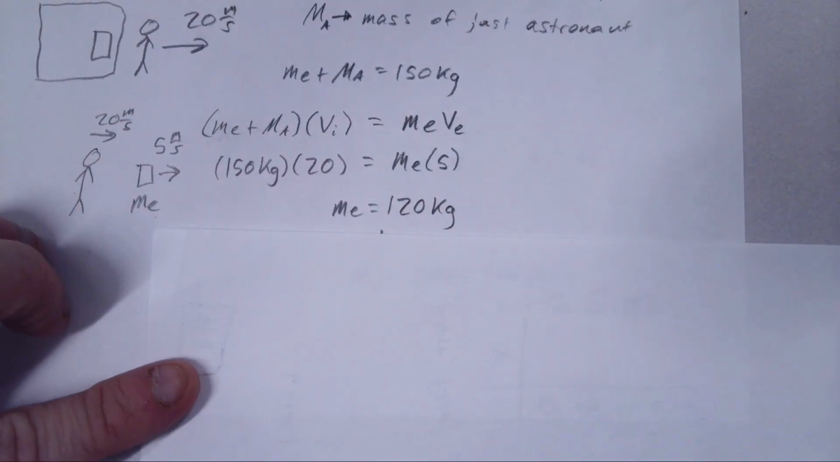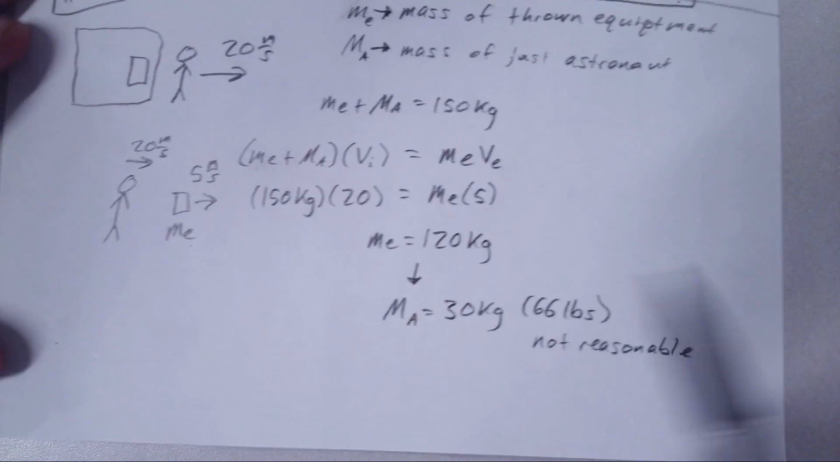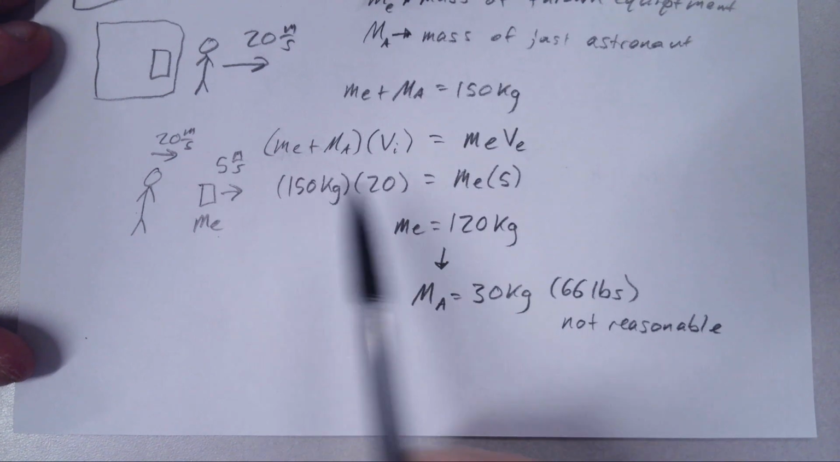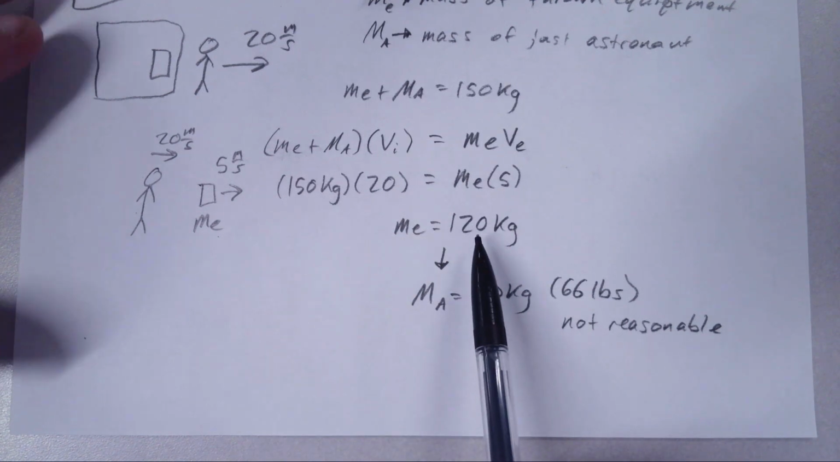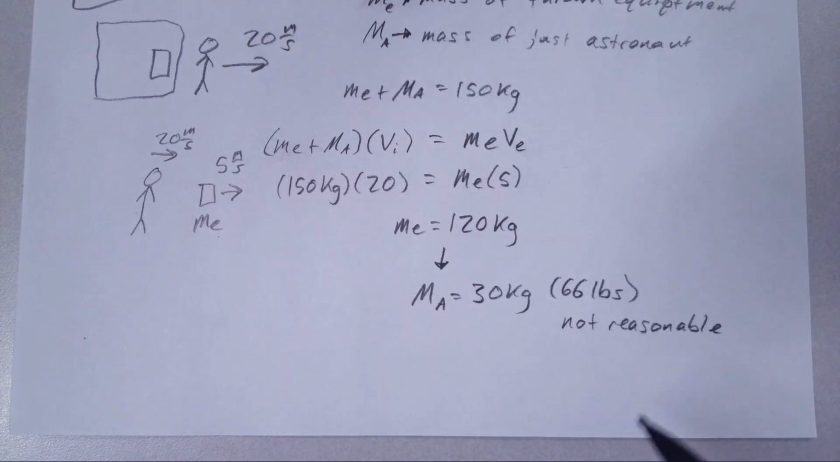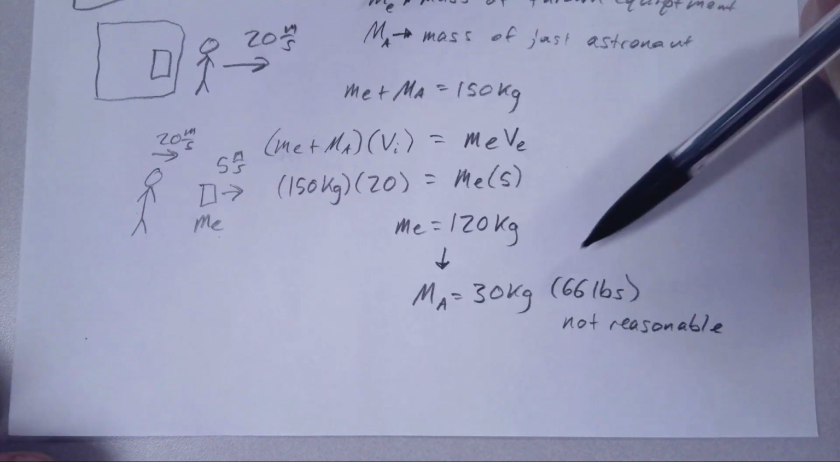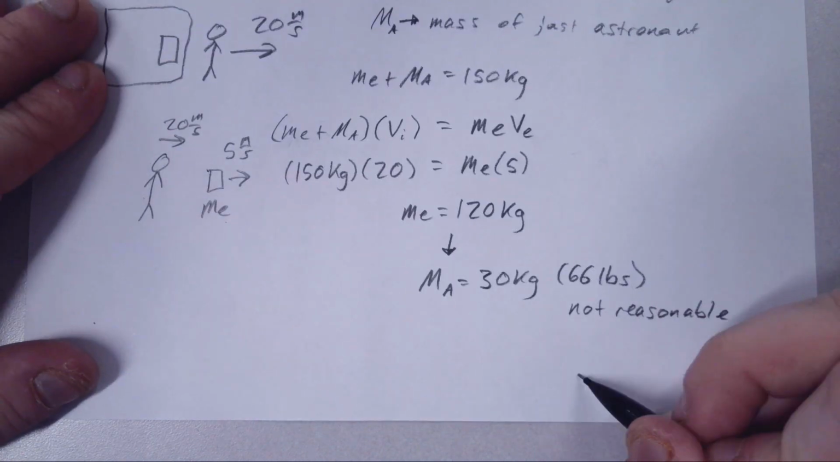Now we have to remember that the combined mass of the astronaut and the equipment is 150 kilograms. If the equipment thrown is 120 kilograms, that means that the astronaut's mass is 30 kilograms, which means the astronaut is 66 pounds. It says that it's unreasonable. The student I was working with and I were saying, well, it's not technically impossible for this to happen. And the joke was maybe that it was a monkey.